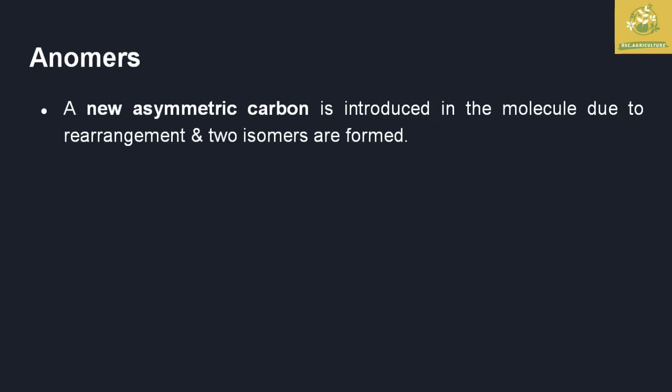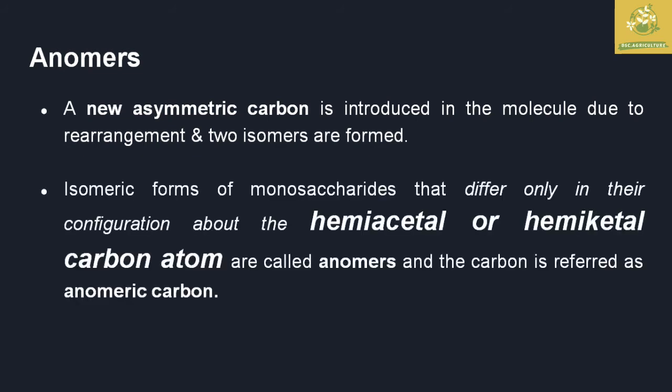The next topic is anomers. A new asymmetric carbon is introduced in the molecule due to the rearrangement, forming two isomers due to the presence of an anomeric carbon, which is known as an asymmetric carbon. The isomeric forms of monosaccharide that differ only in the configuration around the hemiacetal or hemiketal carbon atom are known as anomers. The carbon present in the anomer is known as the anomeric carbon.